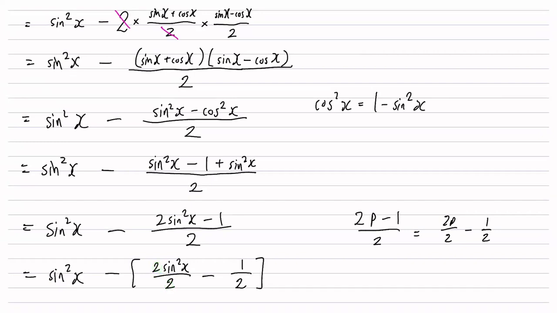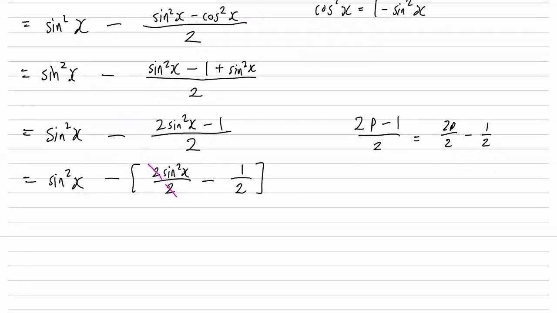What happens? Cancel off. Okay? 1 over 2, can we cancel? Cannot. Leave it alone. Simplify, and what do we get? You get half. Right. Okay, let me just do it step by step first. 2 cancel away, so you're left with sine square minus half.